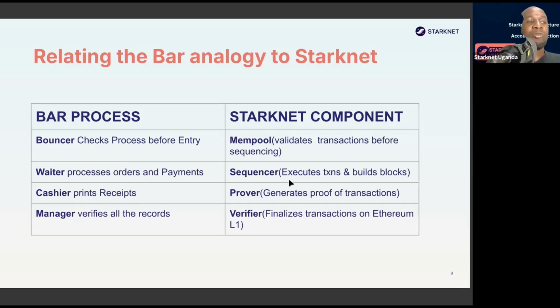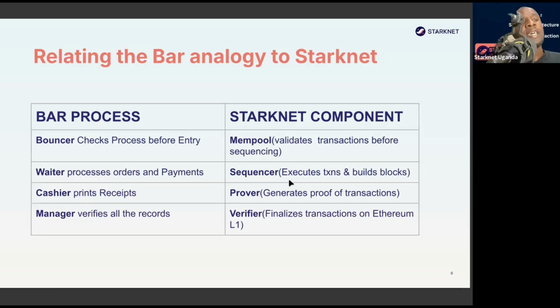So from the sequencer, we have the prover. The prover generates the proof of transaction, just like the cashier has printed the receipt, and this receipt has been taken to whoever handles the receipts, or the people responsible for preparing the meal. Maybe you need to show them that this receipt, this order, the person needs this. I want us to relate it to how a prover works. The prover's whole role is to generate a proof of transaction.